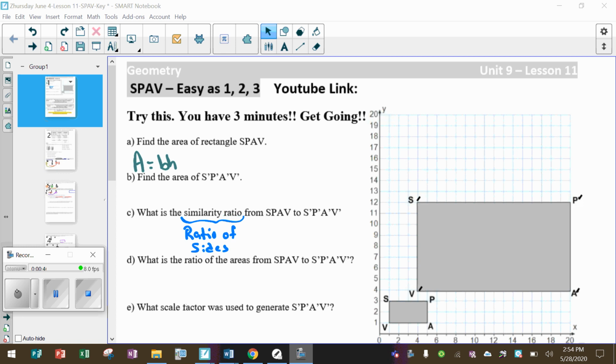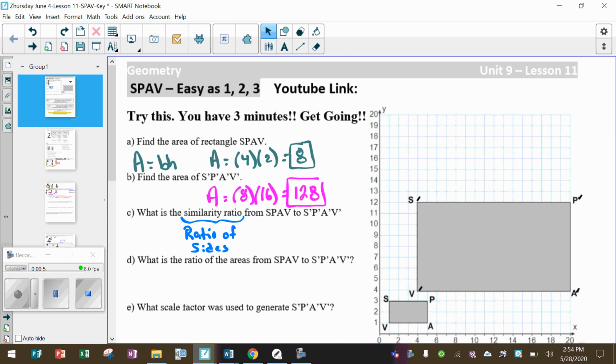Okay, so we have two rectangles, one created by a dilation of the other. Our original pre-image has an area of 8, base times height, it's a rectangle, and then the image has an area of 128, base times height because it's a rectangle.